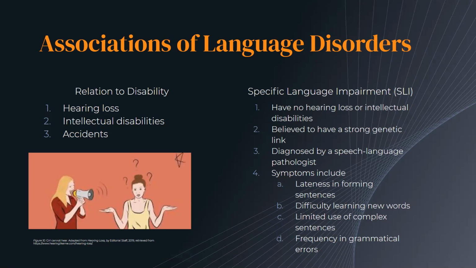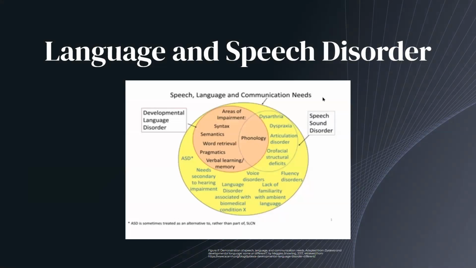Studies have shown that it is believed to have a strong genetic link, where about 50 to 70% of those who have an SLI diagnosis actually have another family member that has suffered from an SLI as well. It typically is diagnosed by speech language pathologists. Some of the symptoms include lateness in forming sentences, difficulty learning new words, limited use of complex sentences, and frequent grammatical errors.